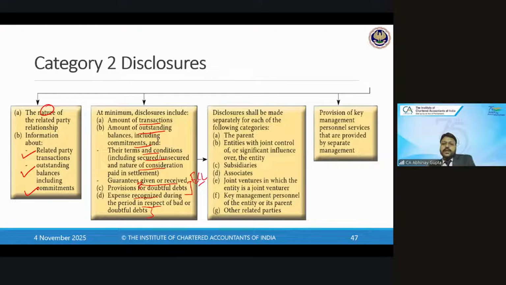Then disclosures shall be made separately for each of the following categories. So we have to categorize all these transactions, right? For easy understandability of the users. What is related to the parents? What is related to the joint controllers and significant influence where they exist? What is related to subsidiaries? What is related to associates, JVs, and KMPs and other related parties, right? And then any provision of KMP services. So if we have received any KMP services from anybody, then what are we paying for them, right?